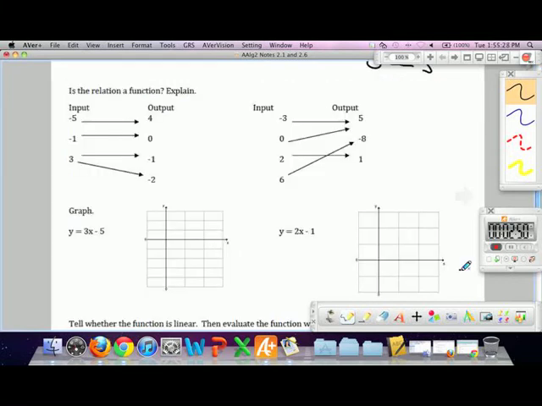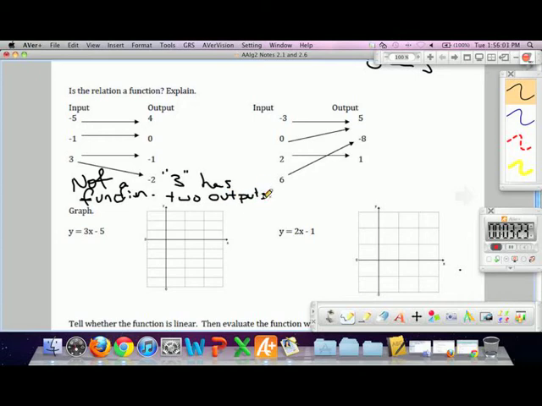As our next example below, is this a function? Yes or no? No. Why not? Because one input has 2 outputs. This is not a function. The reason is 3 has 2 outputs. One input goes to 2 different outputs.